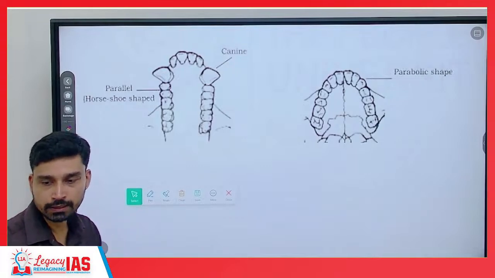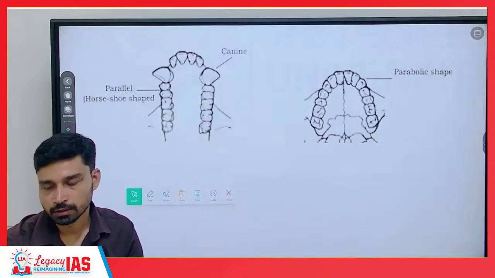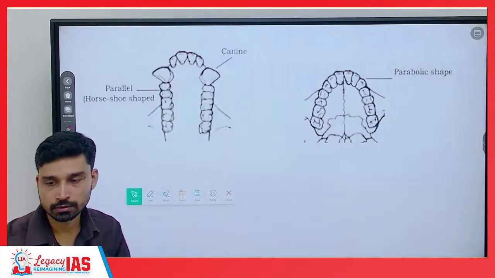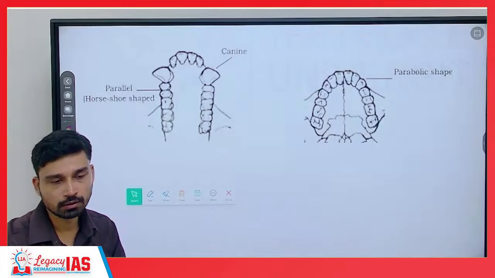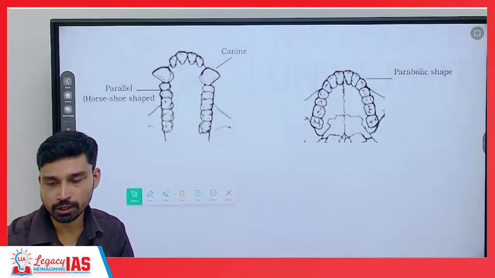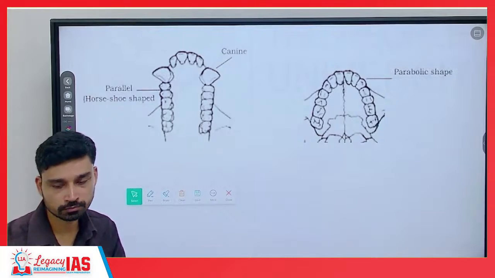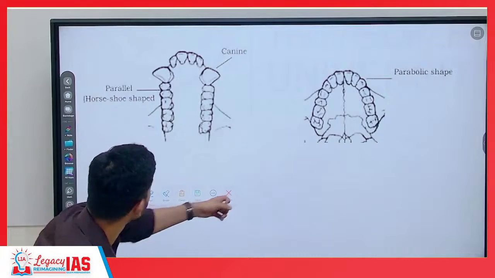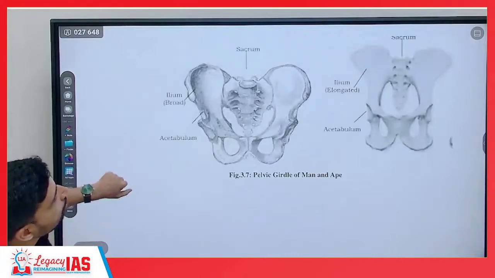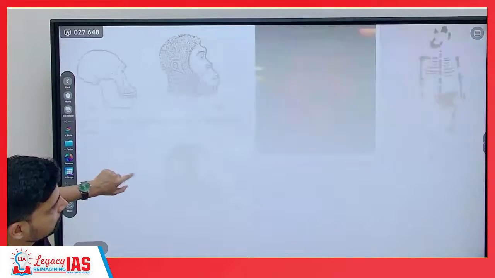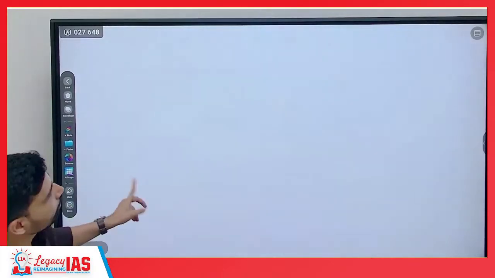In the apes, on the other hand, culture is missing or has not developed. So this is what we have to study in the comparative anatomy of man and apes.